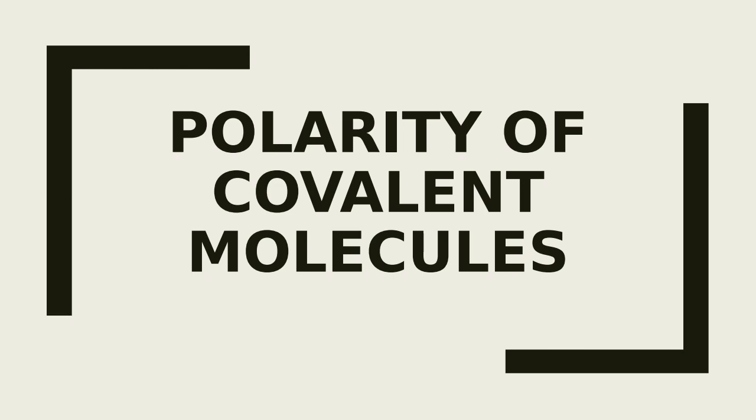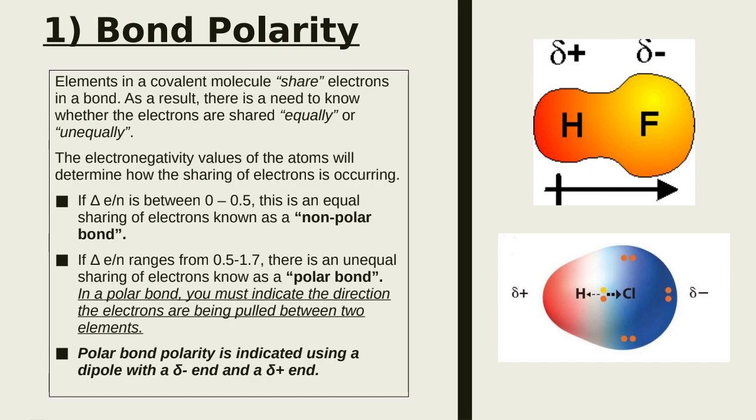Today's lesson is going to focus on covalent molecules only and a new concept called polarity. When we talk about polarity of covalent molecules, there are two different kinds of polarity. The first type is bond polarity. This is us looking at the electrons in a covalent molecule that are shared and trying to determine, are these electrons shared equally or unequally?